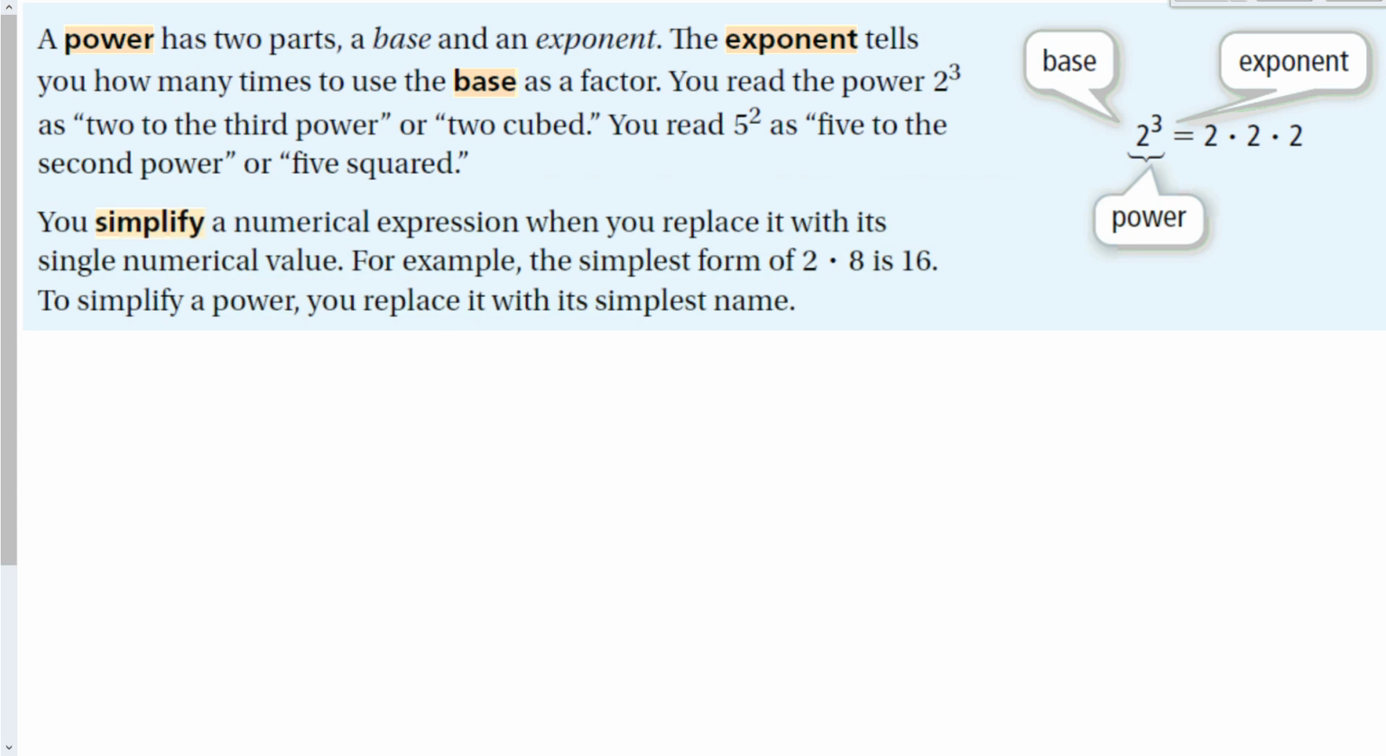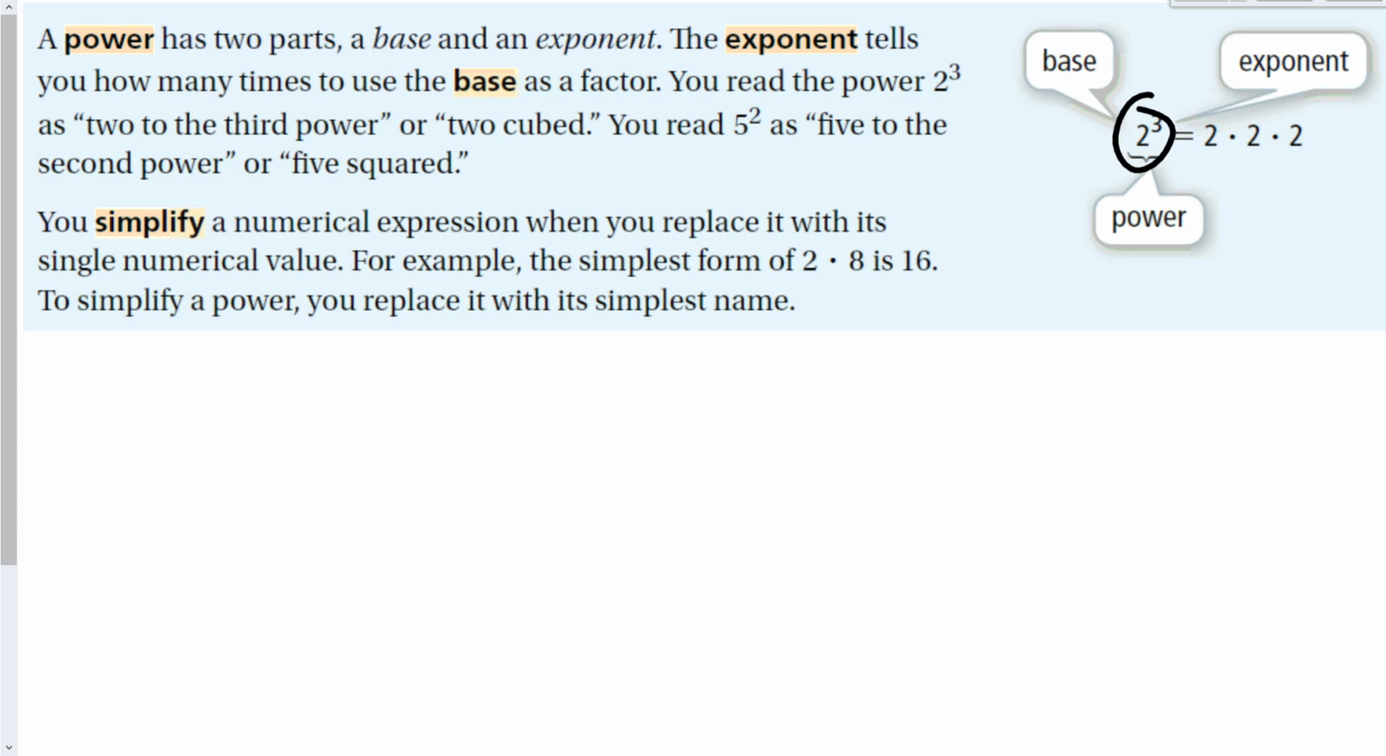So what are exponents really? So first, a power has two parts, a base and an exponent. My base is the part there at the bottom, and the exponent is the little guy right up top. Okay? So together, they're called a power. The exponent tells us how many times to use the base as a factor.